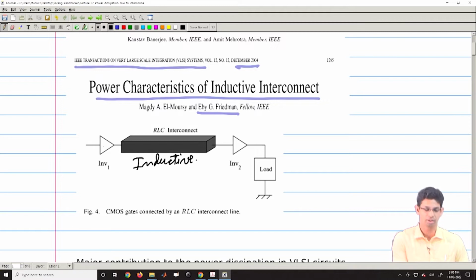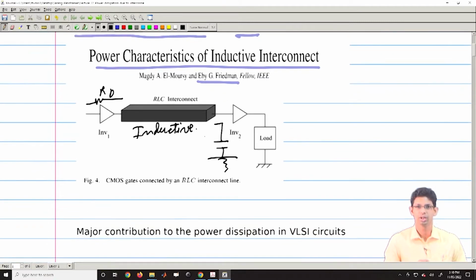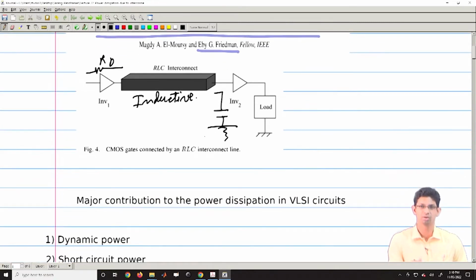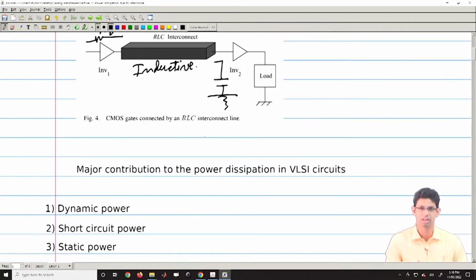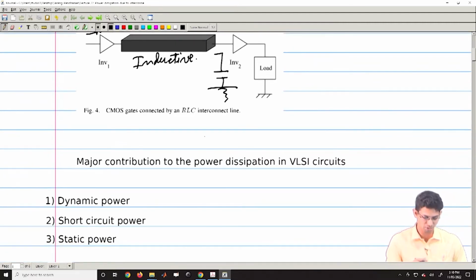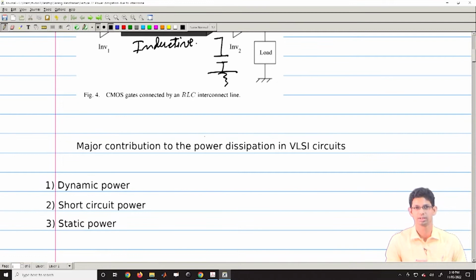So you have a driver, this will have some resistance R D, and then there will be some gate here, and this will have some load. For this, what will be the power dissipation and how the presence of interconnect will affect that power dissipation we will discuss. Before we go into the breakdown of different power dissipations, let us see what are the major contributions of power dissipation in VLSI circuits.